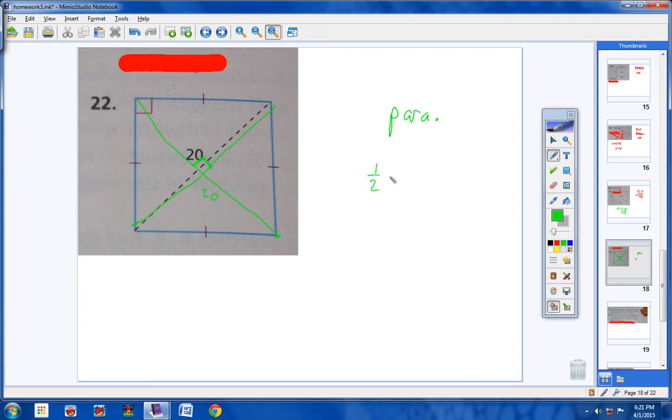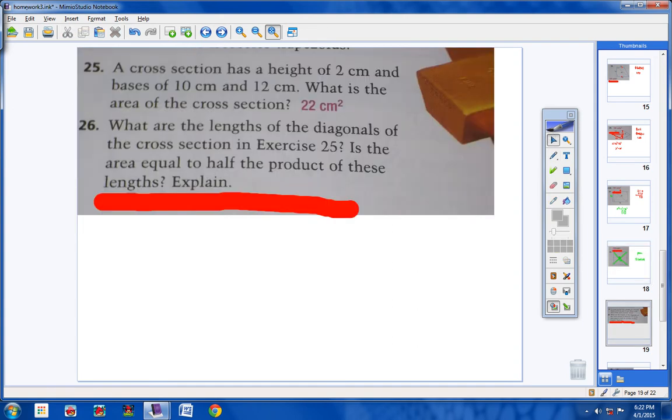So I have 1 half times diagonal. Listen, students, anytime your two diagonals are perpendicular and your figure is a quadrilateral, you multiply the two diagonals together and multiply by 1/2. If you do that correctly, you will come up with 200 square units. Alright? Okay, moving on to numbers 25 and 26.